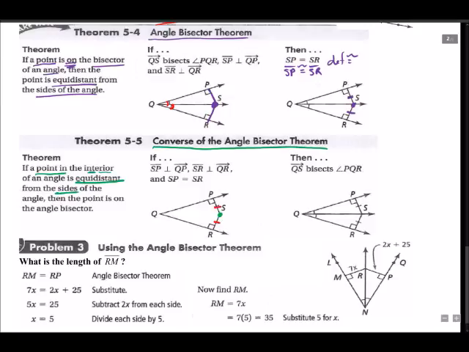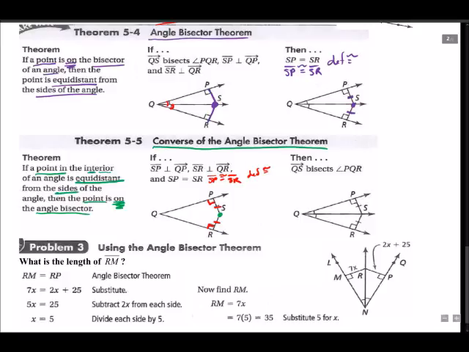How do we know that it's equidistant? Because it is being measured perpendicular and the segments are congruent, right? Segment SP is congruent to segment SR, so their lengths are the same. They are equidistant. That's just definition of congruence again. If the point is equidistant from the sides of the angle, then the point is on your angle bisector.